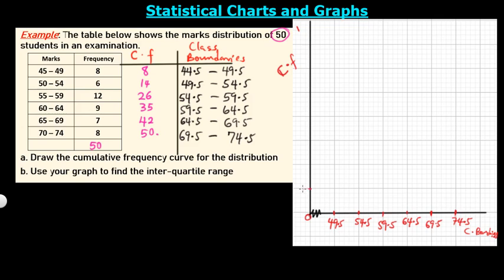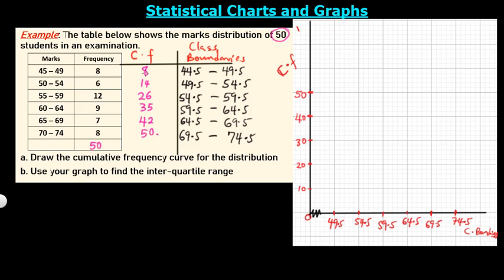So let's take this as 10, 20, 30, 40, and this is 50. So this is our cumulative frequency. This is our class boundary. Now the next thing for us is to plot.